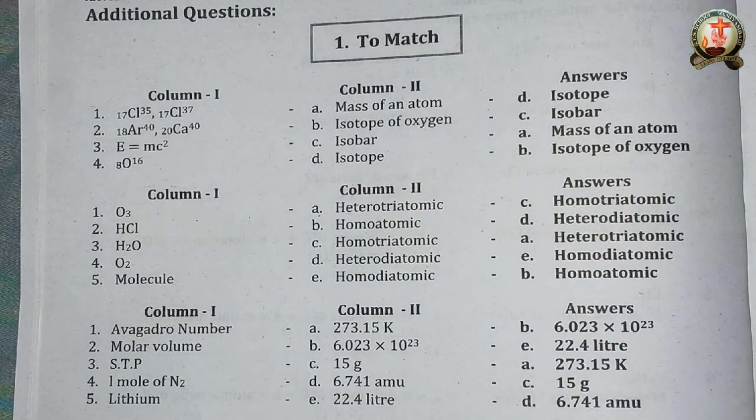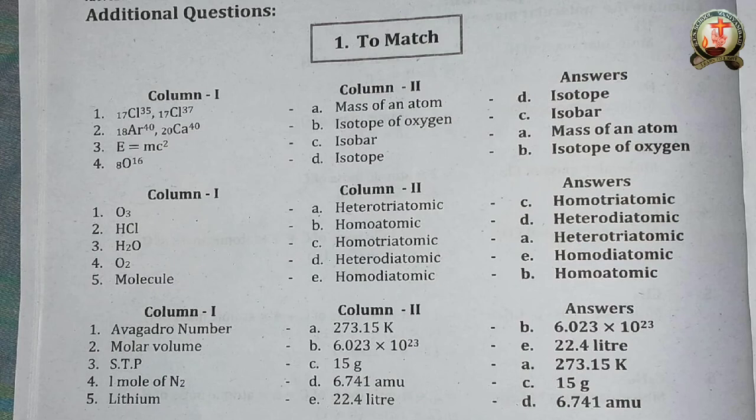So I can add some additional questions also. Column 1 and column 2, some match-the-following type questions. Isotopes, you can understand. In column 1 they are given the isotope. First one, isotopes have the same atomic number and different mass number. So that is coming as isotope. Isobars have the same atomic weight and different atomic number, called isobars. So isobar comes at the second one.